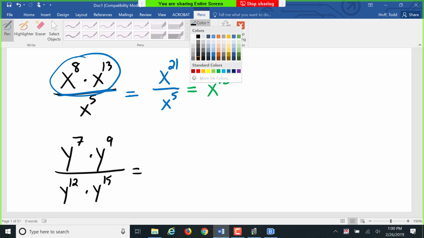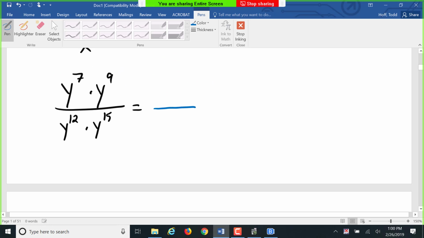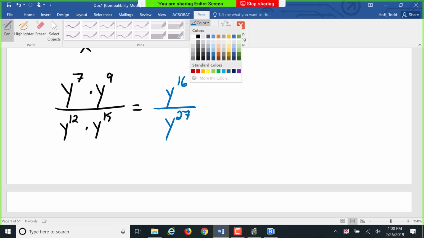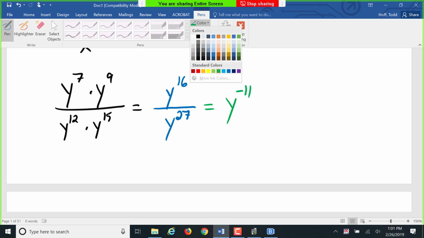So let's try this one. Once again, we have to do what's on the top of the fraction bar first. Y to the 7th times y to the 9th is y to the 16th. Y to the 12th times y to the 15th is y to the 27th. And if we divide those, y to the 16th divided by y to the 27th, y to the negative 11th. Very good.